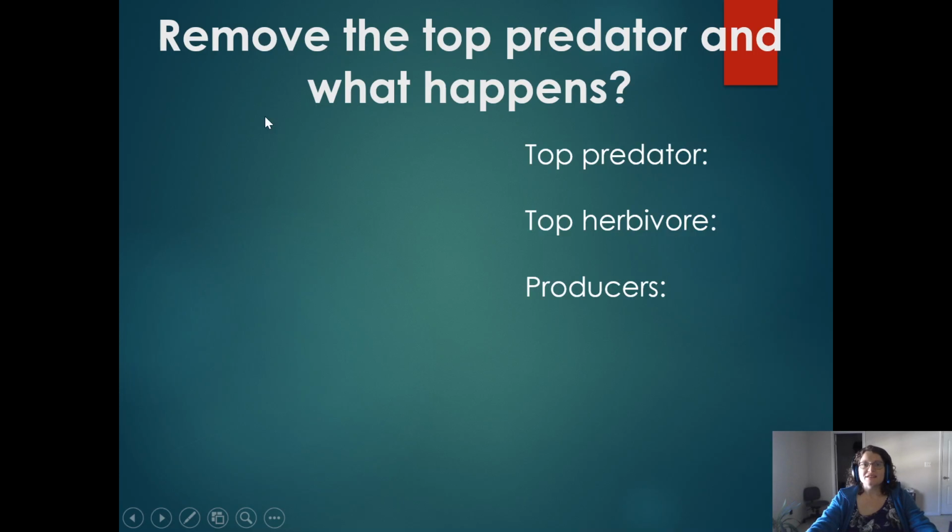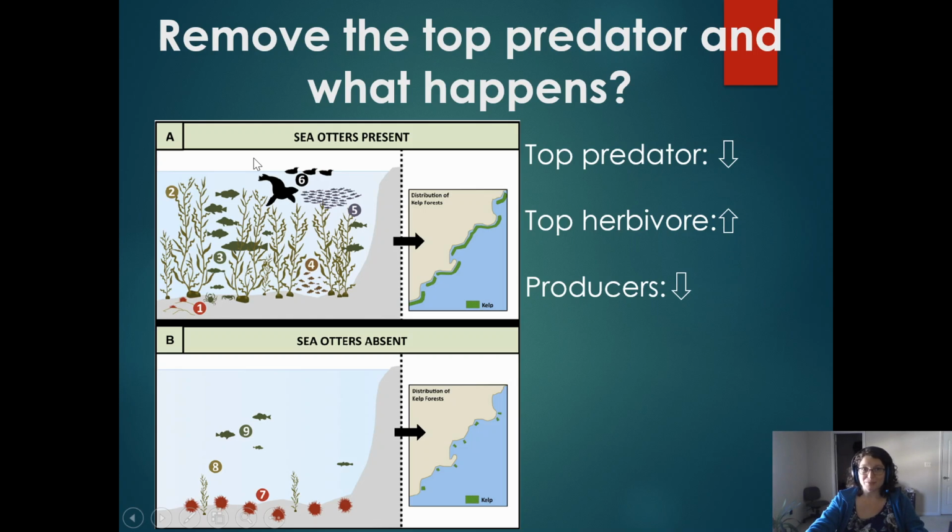So the idea is that if you remove the top predator or you add the top predator, what happens? Okay, so if you take away the top predator, when wolves were taken away, then the top herbivore was increasing and the producers were going down. Producers going down is bad for everyone, and eventually it will affect the herbivores as well, okay?